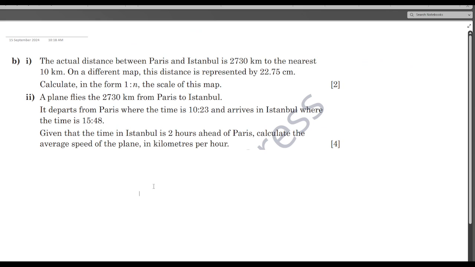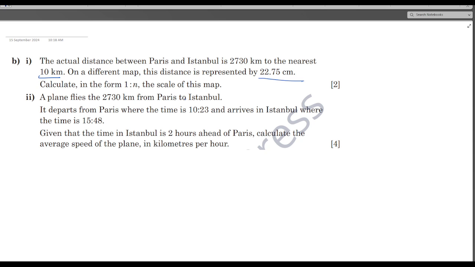The actual distance between Paris and Istanbul is 2730 kilometer to the nearest 10 kilometer. On a different map, this distance is represented by 22.75 centimeter. Calculate, in terms of 1:n, the scale of this map.